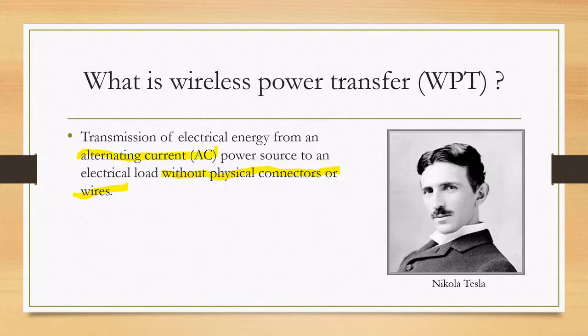Now, let us talk about some history about wireless power transfer. Basically, wireless power transfer is a technology demonstrated by a Serbian scientist called Nikola Tesla. Nikola Tesla was the first person to conduct research and propose the concept of wireless power transfer in the late 19th century. He managed to light up a fluorescent lamp from a distance without any wires connecting the lamps to a generator.